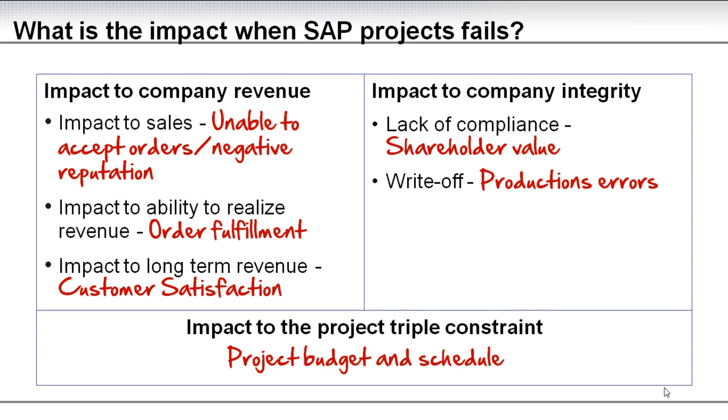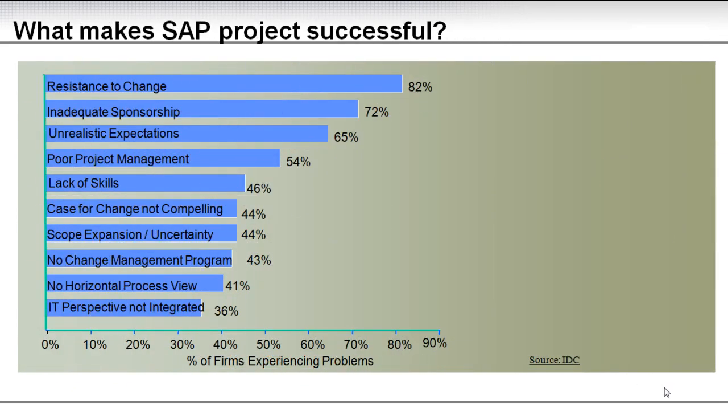And then you of course have the project itself. Again, it's a very complex project, a very significant investment. So you might have the impact to the project itself, the budget and schedule, and that can be quite significant as it's a significant investment. So with that scary picture drawn, let's look at what then makes projects successful.